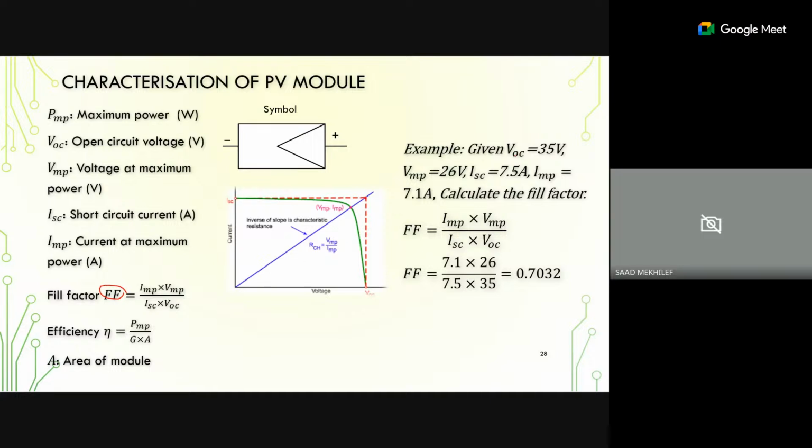For example, if you have VOC 35 and VMP 26, then we can calculate the fill factor. The fill factor is equal to 0.7. So what does this mean? It means the maximum power you can extract from this is around 70% maximum.